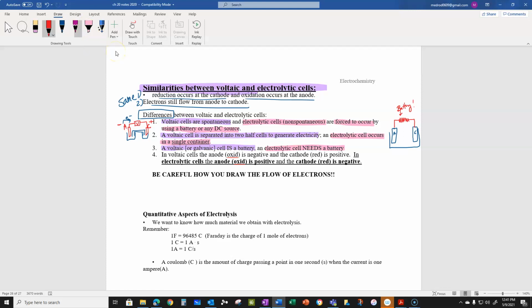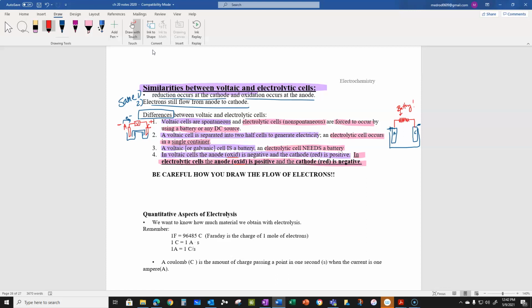However, in the difference, so voltaic, the anode is negative and the cathode is positive, okay? But the other big difference, this is why it's not thermodynamically favored, is the charges of the electrodes swap. In this case, your anode is positive and your cathode is negative.